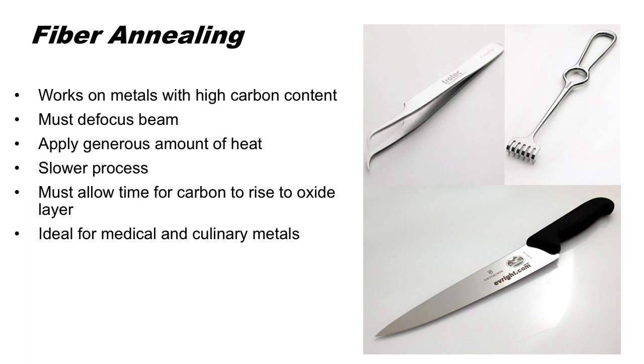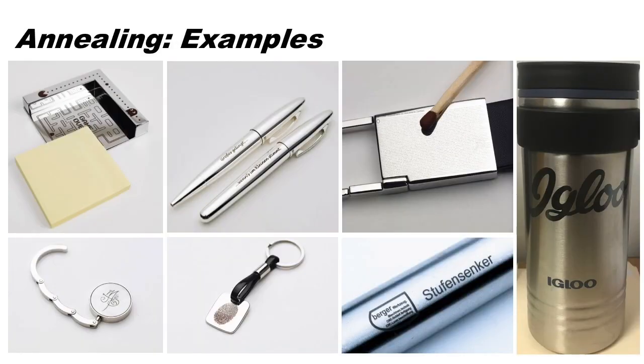The process requires the beam to be slightly defocused, producing a slightly wider beam in order to produce more heat. This process is slower. You must allow the time for the carbon to rise to the oxide layer. This is typically ideal for medical and culinary type metals. Here are some examples of annealed metals. Typically, it gives you a very polished surface mark with no depth.